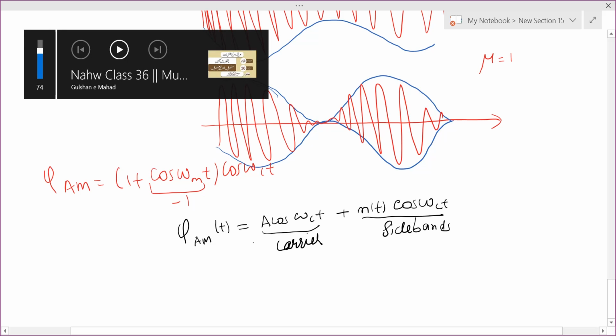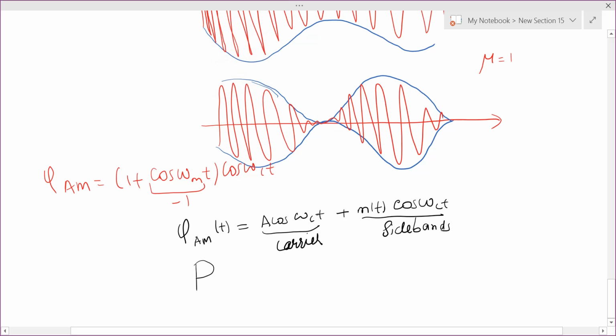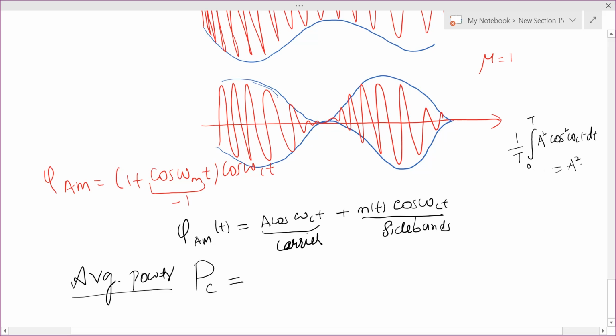Now how much is the average carrier power? The average power corresponding to the carrier part, Pc, is the average power of a cos omega ct. You have to do it like this: 0 to T, over a time period T, a square cos square omega ct dt. This is the total energy, divided by time. So just do it at your places, you will get a square by 2.